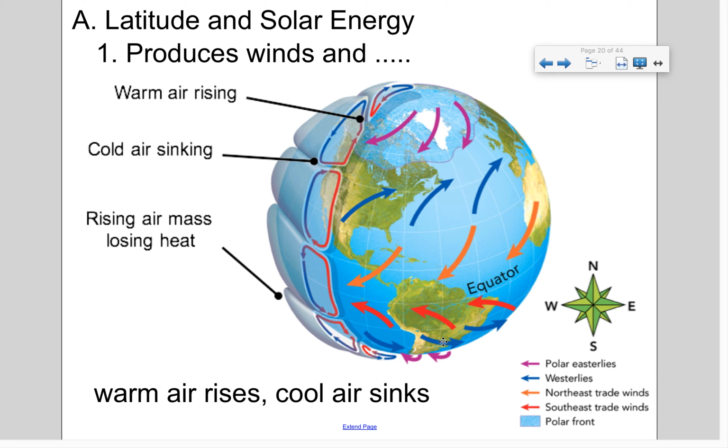So we have the westerlies down here. And then we have the polar easterlies down here. So we get different wind belts that contribute to our weather as well as our climate. But it's all because warm air rises and cool air sinks, also known as convection.